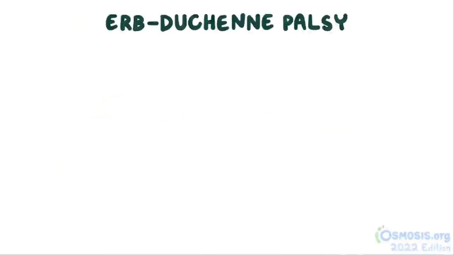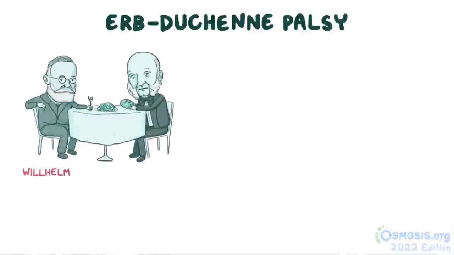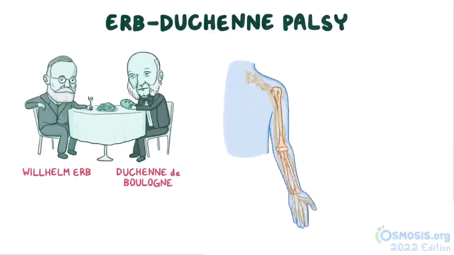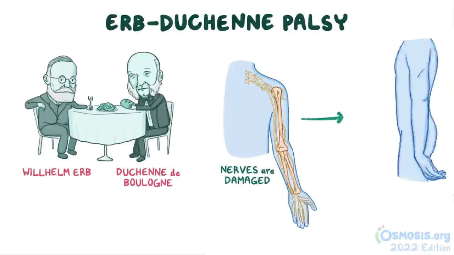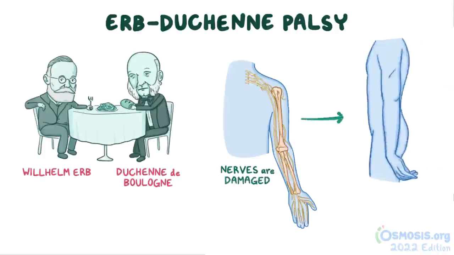Erb-Duchenne palsy is named after the neurologists Wilhelm Erb and Duchenne de Boulogne, who first described it. In this disorder, there's paralysis to the muscles of the shoulder and the upper arm, and it happens when the nerves that innervate these muscles are damaged. People with this disorder have their arms stuck in a position that looks like a waiter discreetly trying to get a tip, so it's called waiter's tip deformity.